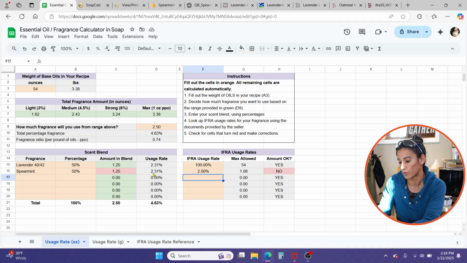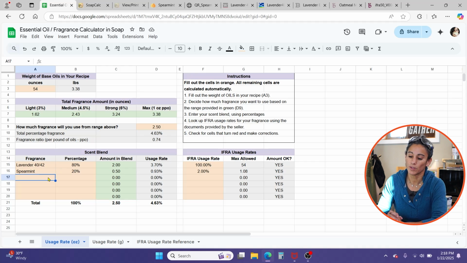And you know that you're using 2.31 in your blend. So already you should have known that 2% usage rate, that if you're using 2.31, that's too much. So let me reformulate my blend. One thing you could do is lower your spearmint, for example, down to 20% and increase your lavender to 80%. And the total percentage is down here. So you just want this to come out to 100, and this would come out to 2.5. And so now you can see that you are compliant with this particular blend.